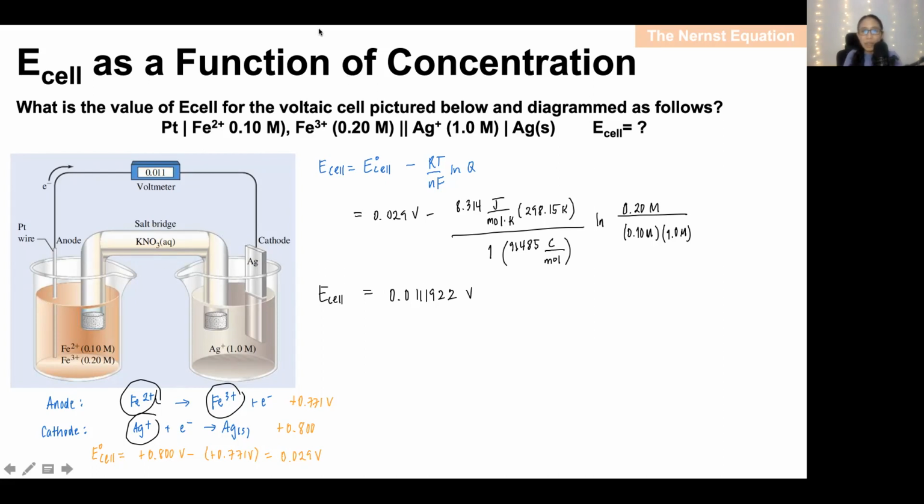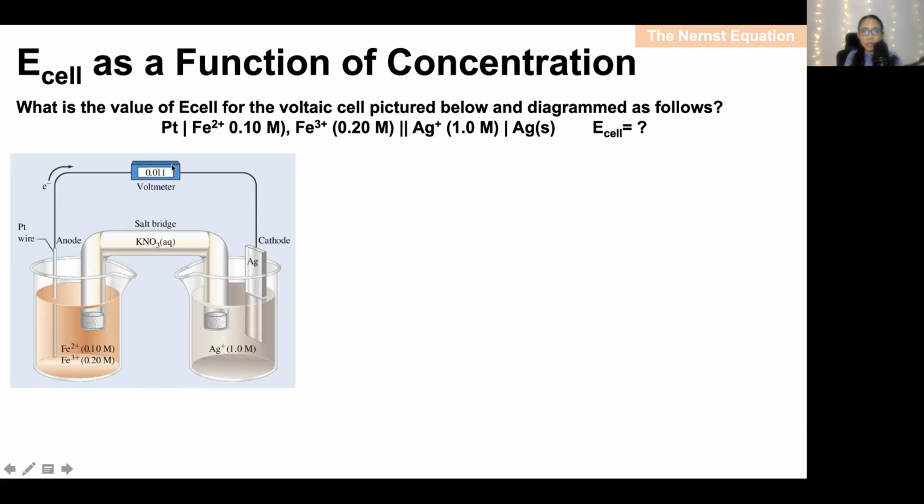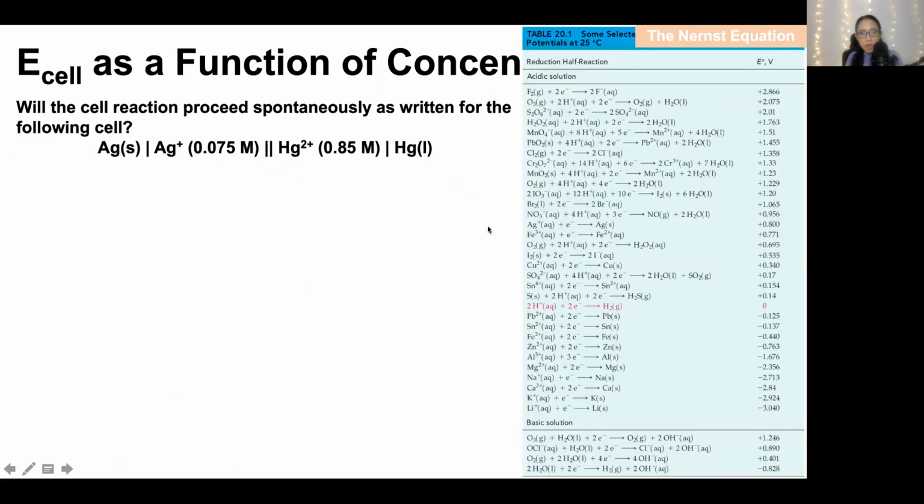Okay? Next. I think there's another problem here using the Nernst equation. Okay, so will the cell reaction proceed spontaneously as written for the following cell? So we have a silver electrode and a mercury electrode. So this is our anode, this is our cathode. And we have the table here, which means let's go first by writing our half reactions. It's a good practice, class.